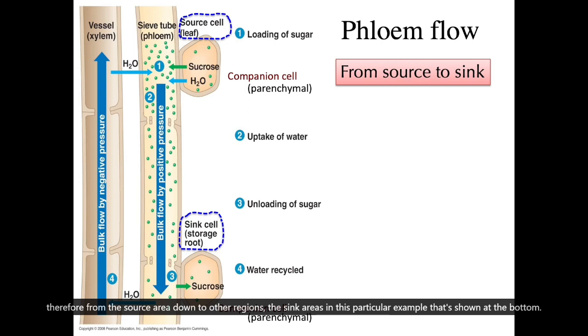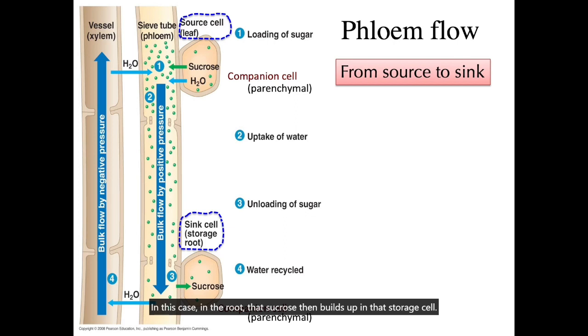In this particular example, that's shown at the bottom. So here we have a root cell, and that is where the sugar will end up. And the water flows down with its dissolved sugar molecules. And then the sucrose is actively transported, it takes energy, out into a storage cell, in this case in the root. That sucrose then builds up in that storage cell, and the plant will do whatever it wants with it, maybe turn it into starch for storage.